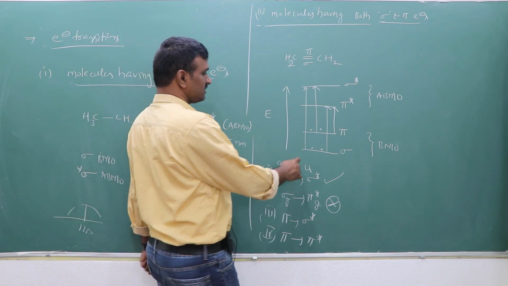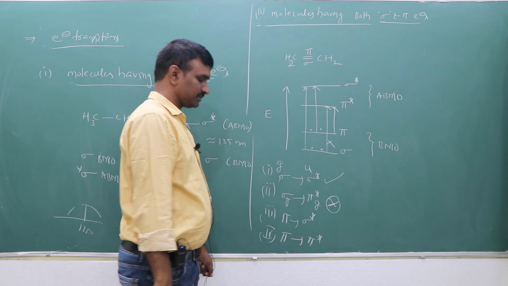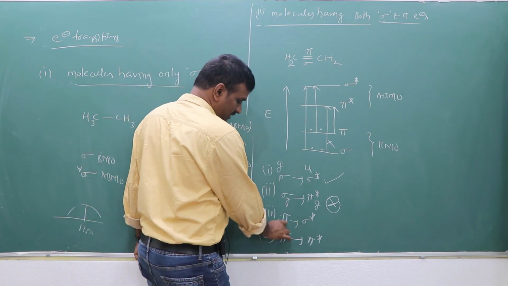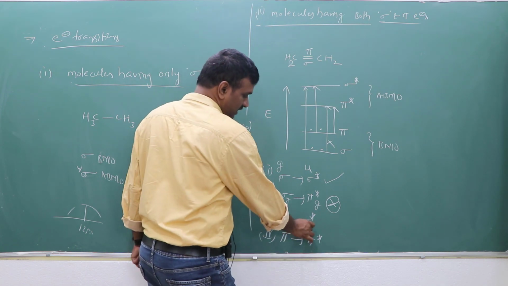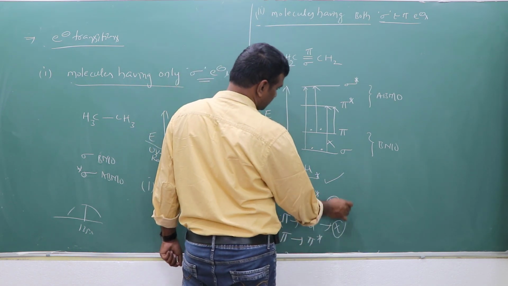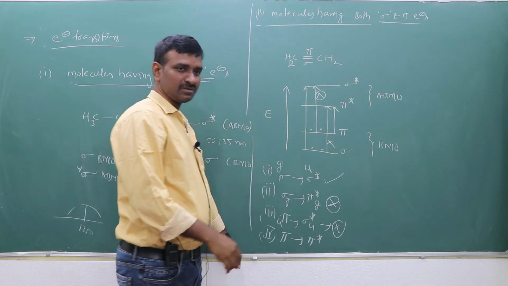So that's sigma to pi star, the transition which is not possible. Next, pi to sigma star. Pi is ungerade. Sigma star is ungerade. So this is also not possible. That means the pi to sigma star transition is also not possible.